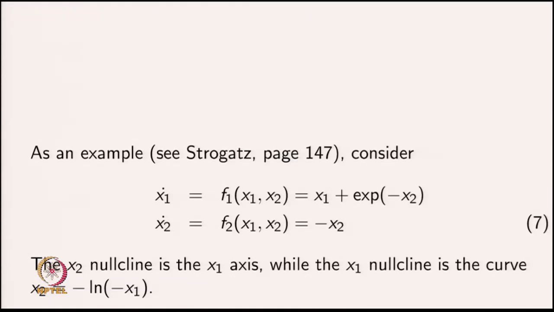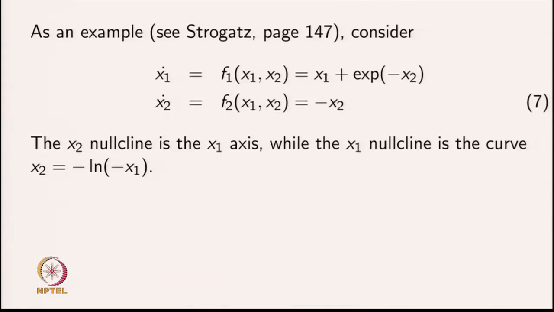And here is a very nice example from Strogatz. It's one of many possible examples, but if you have access to the book, on page 147, the following rather simple system is given. x1 dot is a function of x1 and x2, which is x1 plus exponential of minus x2. x2 dot is minus x2.